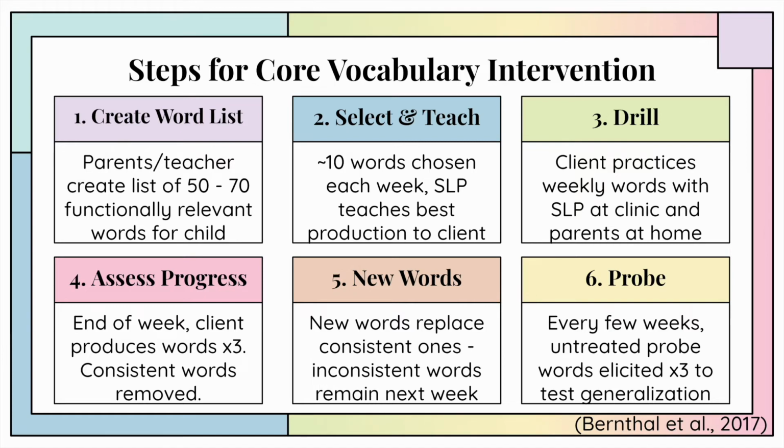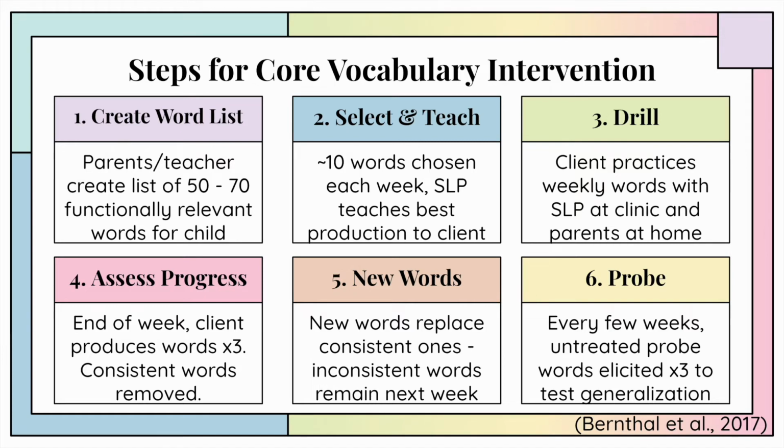Next, the SLP selects 10 words to train in the first session of the week with the client. So they'll meet with the client twice during the week. They've got 10 words that they are training and teaching the child to produce. The SLP needs to work on establishing a best production of the 10 words that reflects the most correct way of saying the word that the child can accomplish. It's okay if the adult model of the word is not what they're saying, as long as it's a good approximation of the word and the production is consistent.